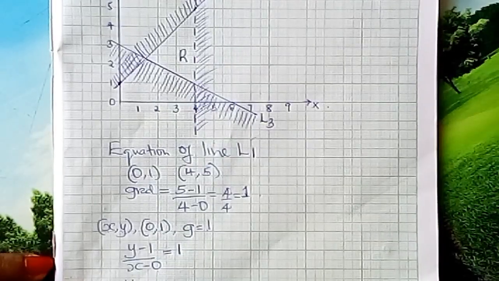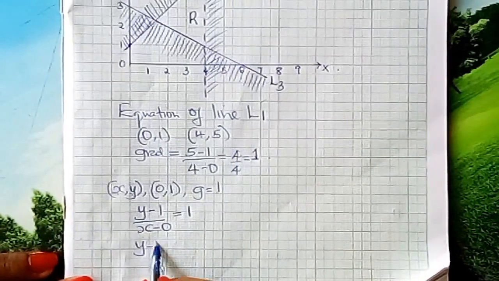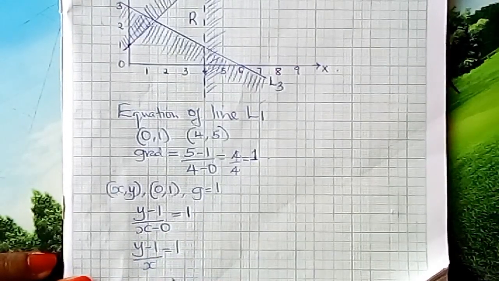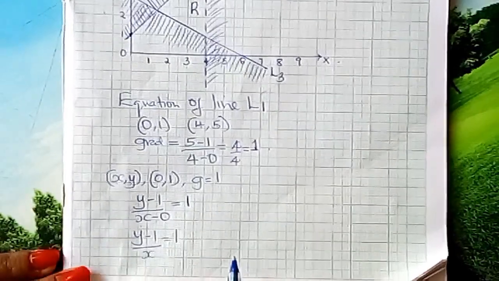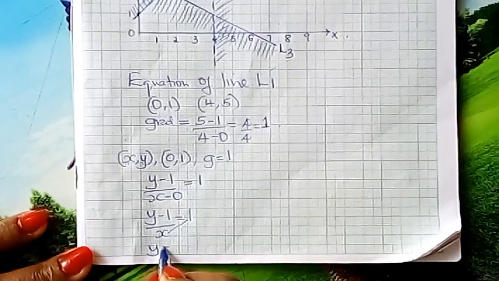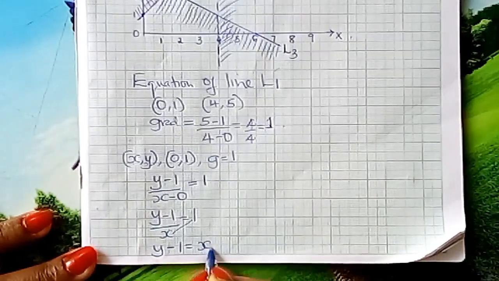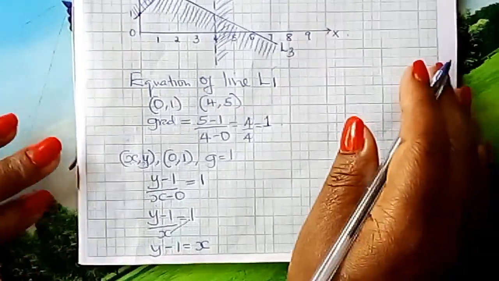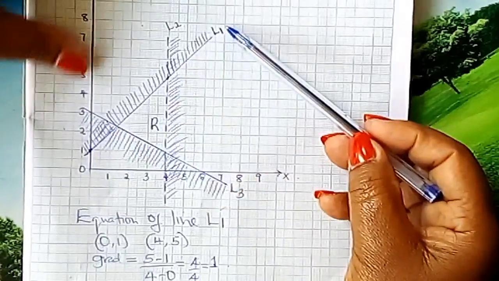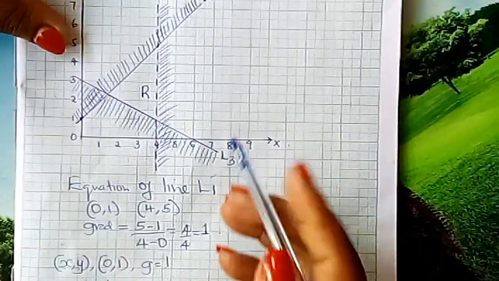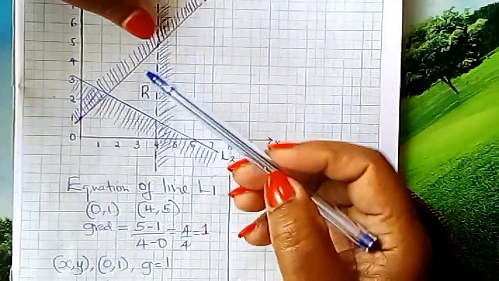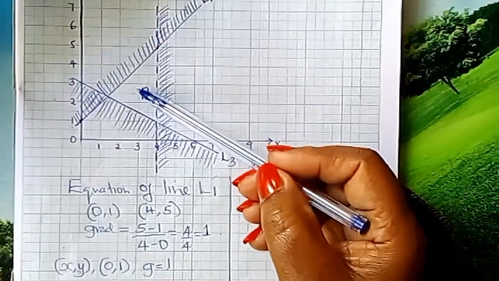So this gives us what, learner? y minus 1 over x minus 0 is equal to 1. And therefore, from here, you can cross multiply like that. You get y minus 1 is equal to x. So that is the equation of this line, learner. y minus 1 is equal to x. So how do you find the inequality? After getting this line, how do you find the inequality that satisfies this region?